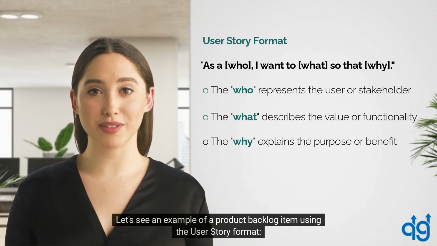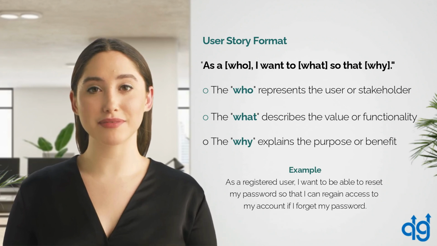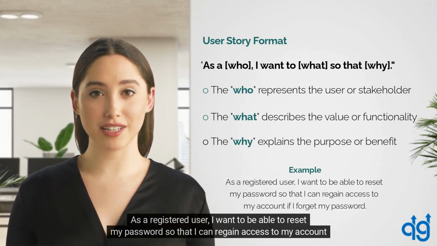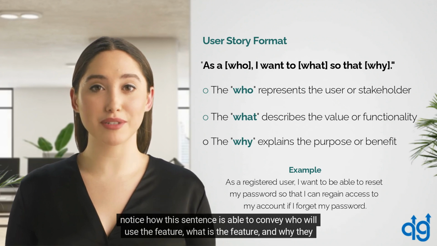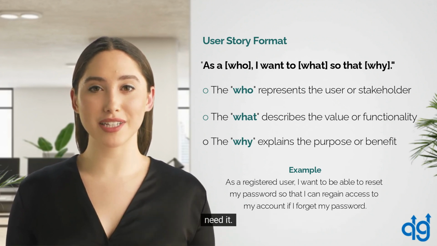Let's see an example of a product backlog item using the user story format. As a registered user, I want to be able to reset my password so that I can regain access to my account if I forget my password. Notice how this sentence is able to convey who will use the feature, what is the feature, and why they need it.